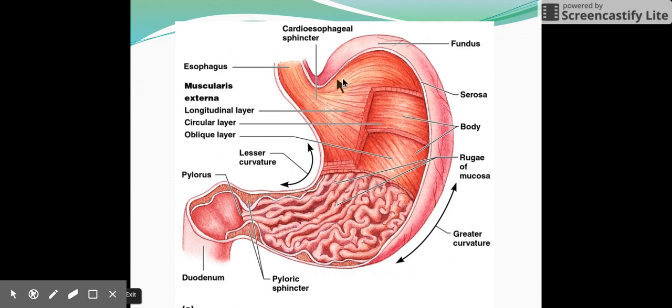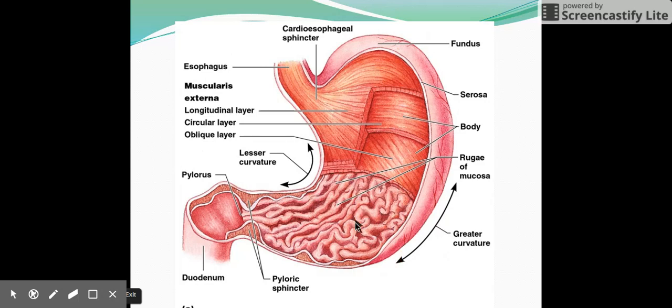The topmost layer, or the outermost layer, is called the longitudinal. And I don't like this picture because it kind of cuts into the fibers. But what happens is these muscle fibers run up and then down the length of the stomach. Then you have the circular layer, which runs in circles. The fibers run in circles, kind of like rubber bands around the stomach. And then you have oblique, where the muscle fibers run at an angle.